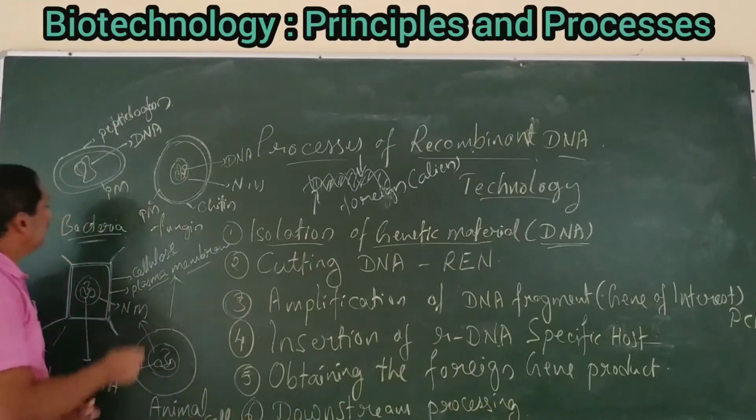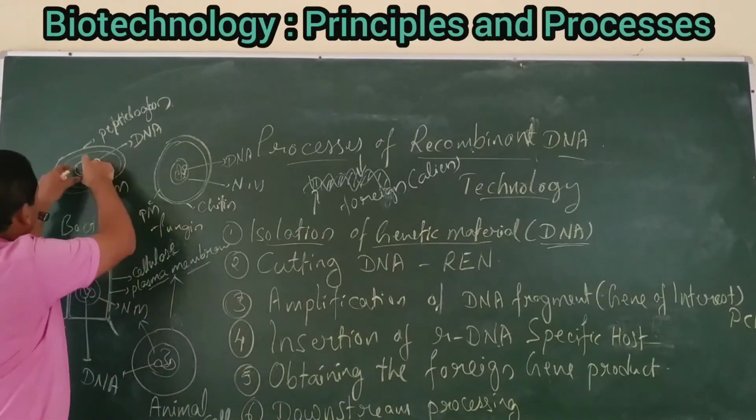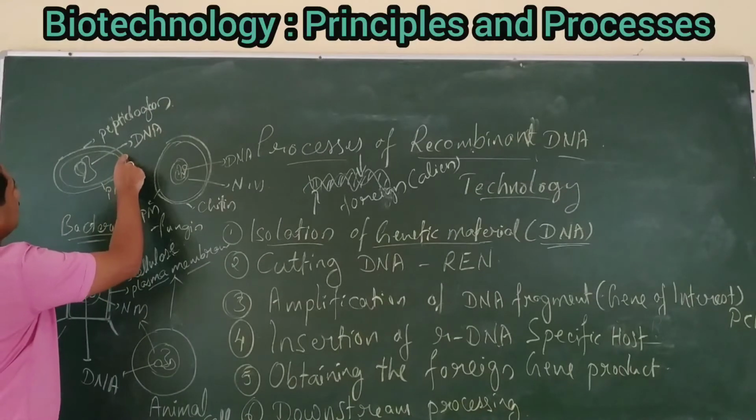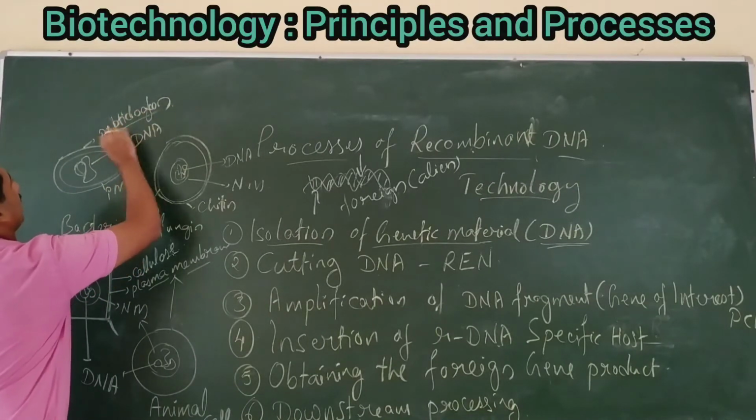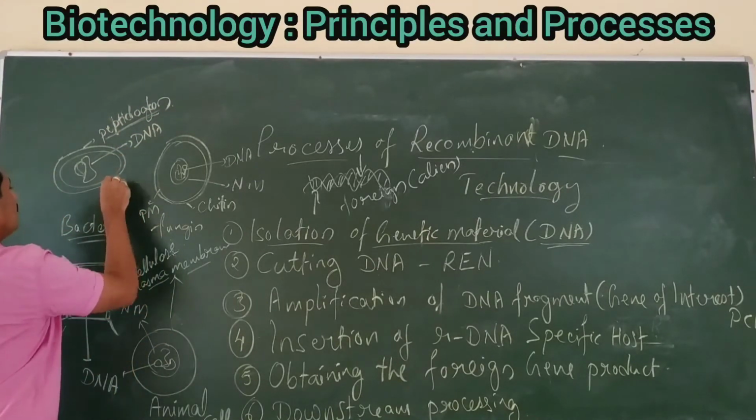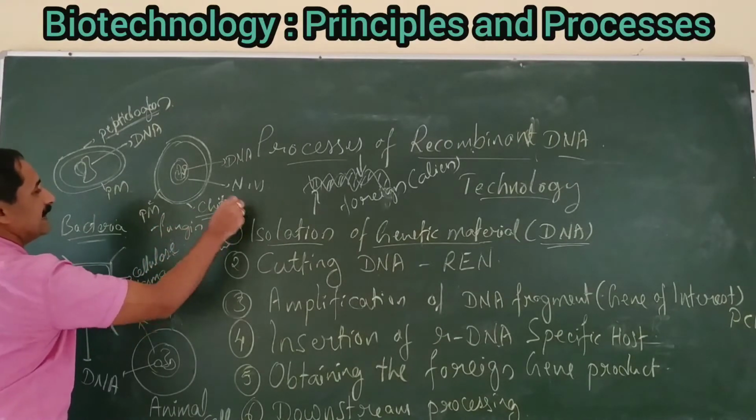You can take a small portion of DNA. We have to isolate the total DNA. During isolation, we have to degrade the cell wall, made up of peptidoglycan as the wall material in a bacteria, and also degrade the plasma membrane. In fungi, the wall material is chitin.